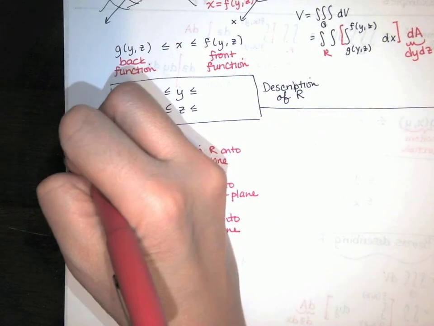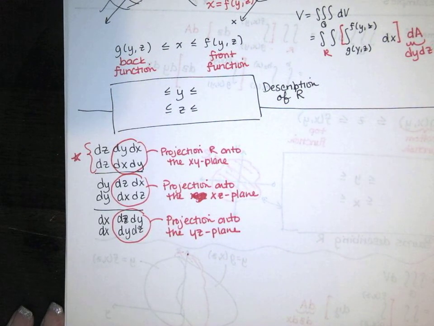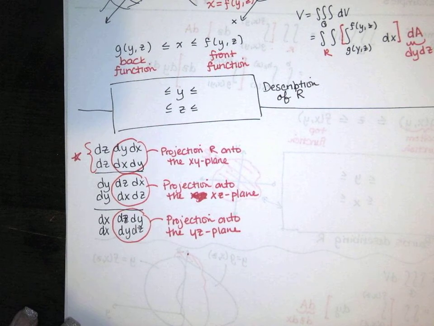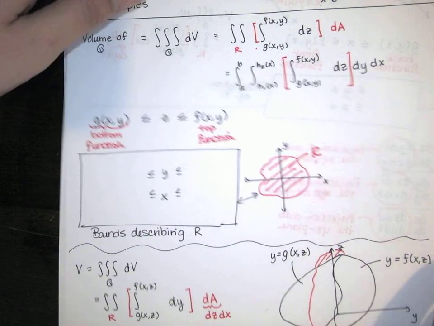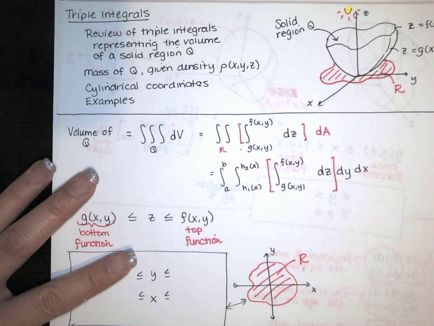I tend to stick to this one most of the time because it's easiest. It's the way I think. I think of z as going from a bottom function to a top function and then a projection onto the xy plane. But sometimes it's necessary to change the orientation, change the way I'm thinking about it, so that I can set up the integral. And sometimes maybe the integrand is written in such a way that I want to integrate with respect to a different variable first. So I would switch in that case. Okay, so that was our review of triple integrals representing volume.